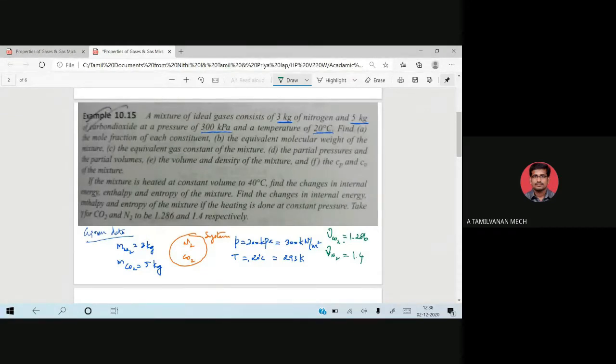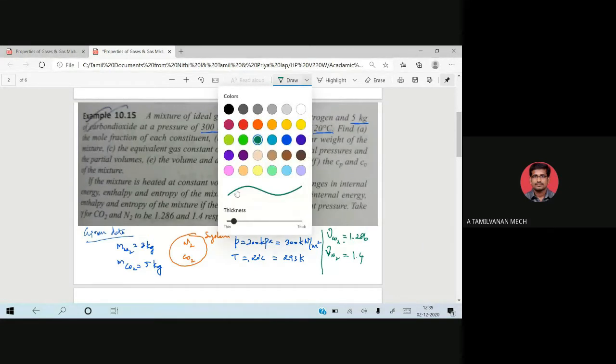Initially, these two gases are in one system. What are the parameters that you are going to find? The first parameter is the mole fraction of each constituent. The second one is the equivalent molecular weight of the mixture, the third one is the equivalent gas constant of the mixture, the fourth one is the partial pressures and partial volumes, and the fifth one is the density of the mixture. Here we are going to solve one by one in detail.